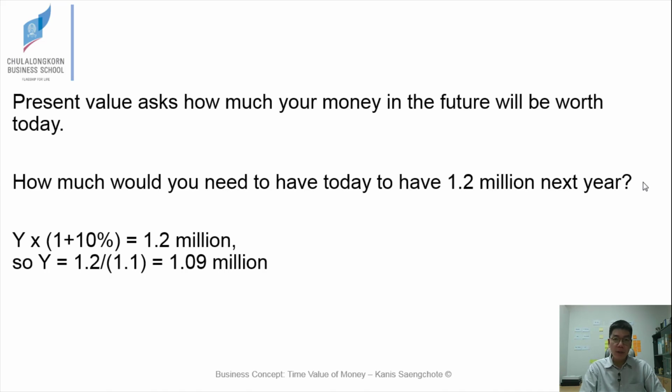The next approach is to look at the present value. If you were going to have 1.2 million next year, it's equivalent to having 1.09 million this year. So you'd rather take the 1.09 million equivalent, or the 1.2 million next year, over the 1 million this year.